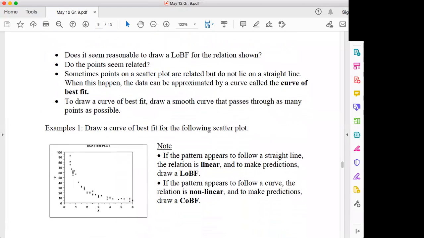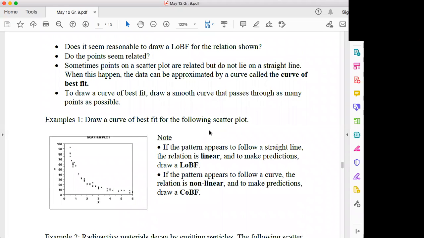All right, so we've got our second lesson of today, which we're going to look at curve of best fit. Earlier we looked at the line of best fit. So I'm going to share the document here. We're looking at, does it seem reasonable to draw a line of best fit for relations shown?